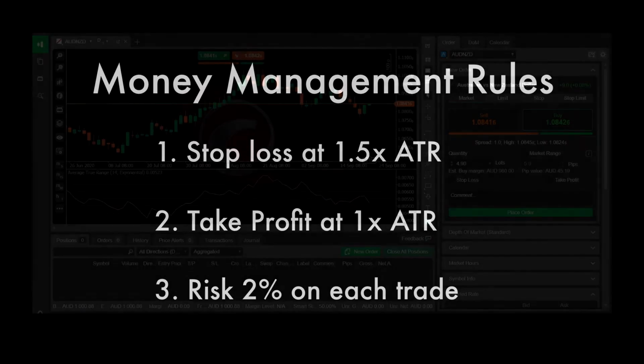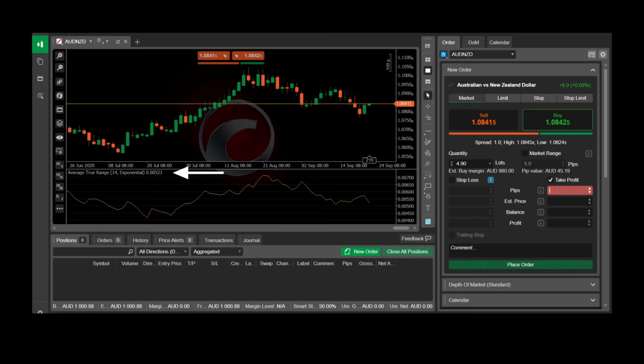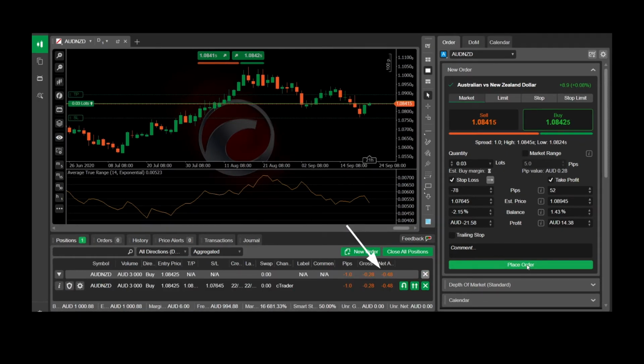Let's go back to our demo account to show you what this looks like. I've put the ATR indicator on the chart and it's currently sitting around 52 pips. So we set our take profit at 52 pips, set the stop loss at negative 78 pips, and then we change the quantity to get to the 2% risk, which works out to be about 0.03 lots. Pretty easy, right? Now for our $1,000 account, we are risking $20 on this trade if it hits our stop loss. We will make $14 if it hits our take profit, and we paid a commission of about 50 cents, which I'm much more comfortable with if I'm going to let this bot trade for me.